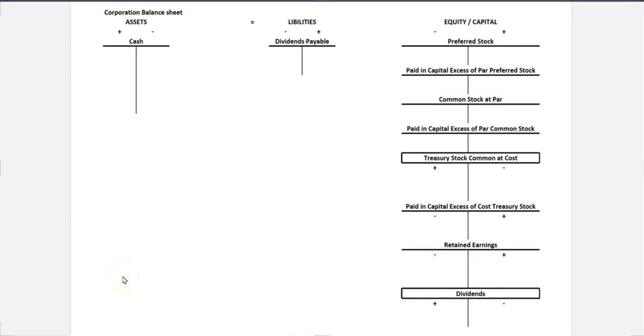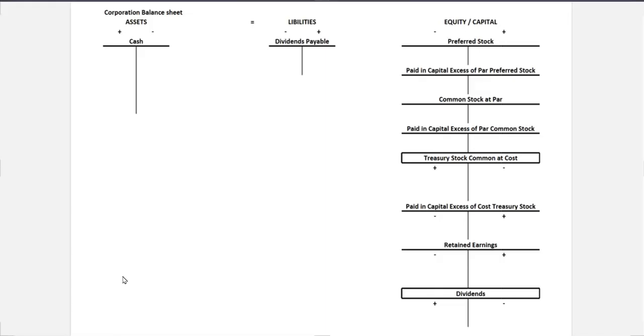Good morning, class. This is a tutorial on a corporate balance sheet. Here are just the T accounts that you'll be using, and with their normal balances, which is a little different from what we've been used to with the sole proprietorship.